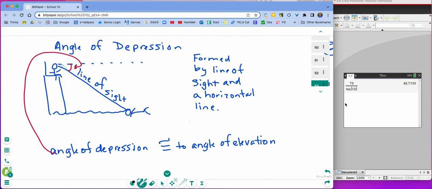Now, what's cool about the angle of depression is if you see this is a parallel line and this is a parallel line, we have alternate interior angles. So that means this angle of depression is going to be congruent to this angle of elevation. So this would be an angle of elevation from the swimmer's point of view because he's looking up at the lifeguard, and the horizontal line would be the water. So again, congruent angles.